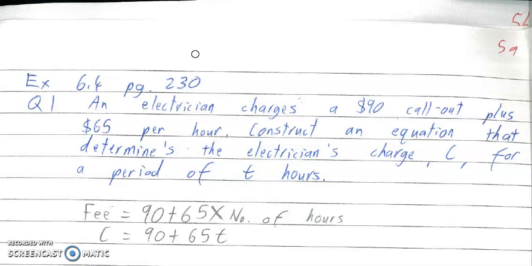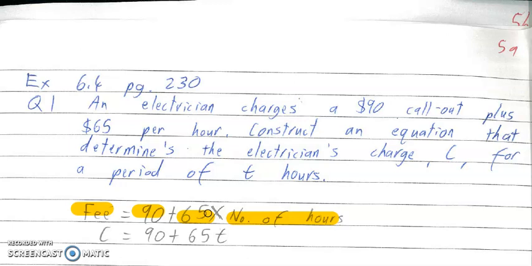Question 1 from page 230 says, an electrician charges a $90 call out plus $65 per hour, which is pretty standard. If you hire a tradie, when he or she arrives, it will cost you $90 just for them to arrive at your doorstep. For every hour they're there, they charge $65 per hour. So the question says, construct an equation that determines the electrician's charge, C, for a period of T hours. So basically it's saying the fee that this electrician is going to charge, well, it's his or her $90 call out fee plus however many hours they work multiplied by 65.